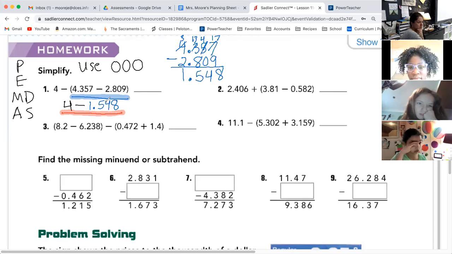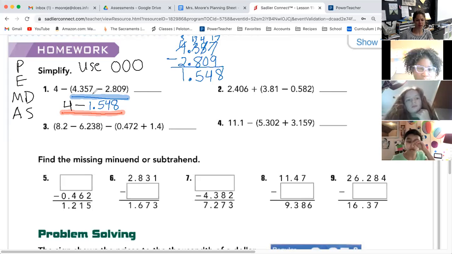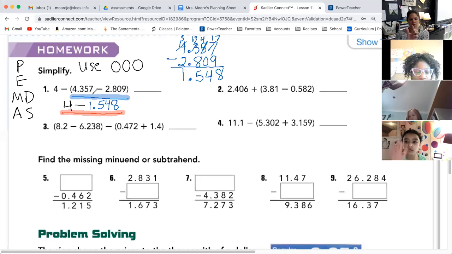I'm a little confused now. How do I set up 4 minus 1.548? Because there's no decimal point to guide. Where do I place that 4? How do I know where to put it in relation to the other number? Where do I put the 4? What place value is the 4 in right now?